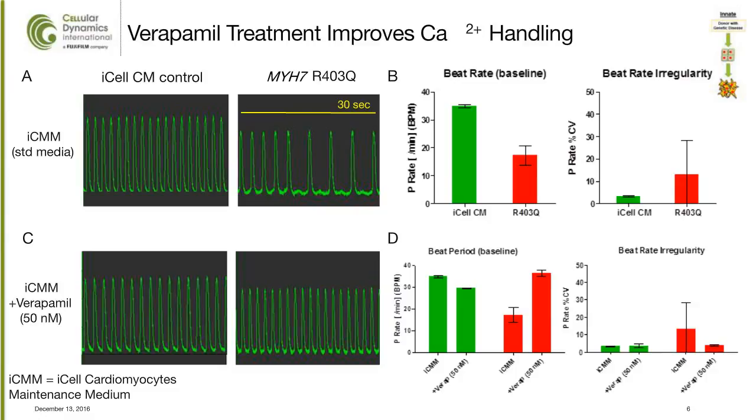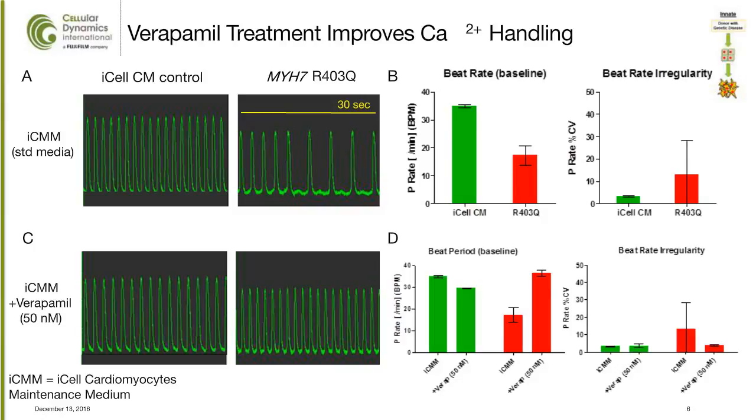These data are quantified in B, where you can see in green the control cells have a stable beating at around 30 beats per minute. However, the disease cells, looking at the calcium handling, have a reduced beat rate. They also display the irregular beating or increased arrhythmic activity. So we wanted to see what the effect would be of using verapamil, that calcium channel blocker, on these cells.